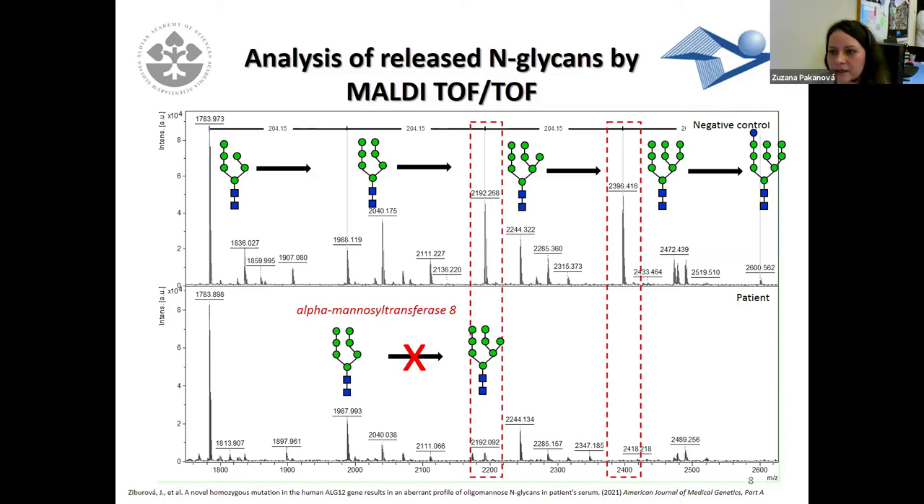So based on this data, we have concluded that the step of adding one mannose was disrupted, and this step in the glycosylation pathway is catalyzed by alpha mannosyl transferase 8. Later, we have confirmed this with the genetic analysis. So we have observed a new homozygous mutation that was not described before. And it's also amazing to mention that only 16 patients worldwide were described with the mutation in this step of glycosylation. So it's really a rare disease, but you can clearly see where the pathway was disrupted.